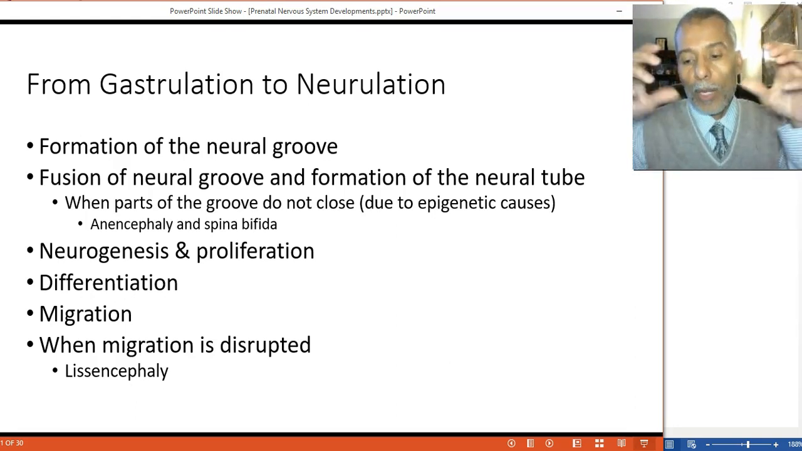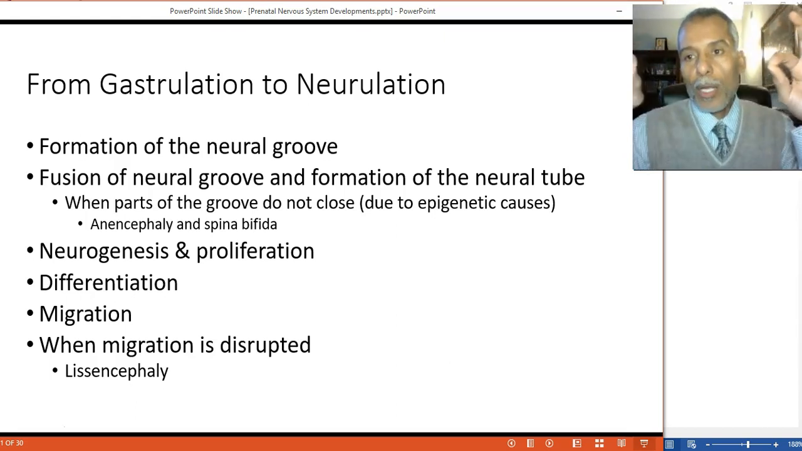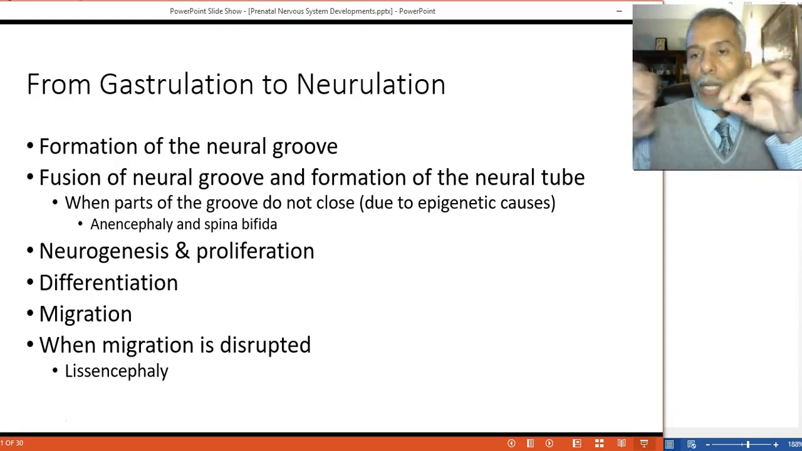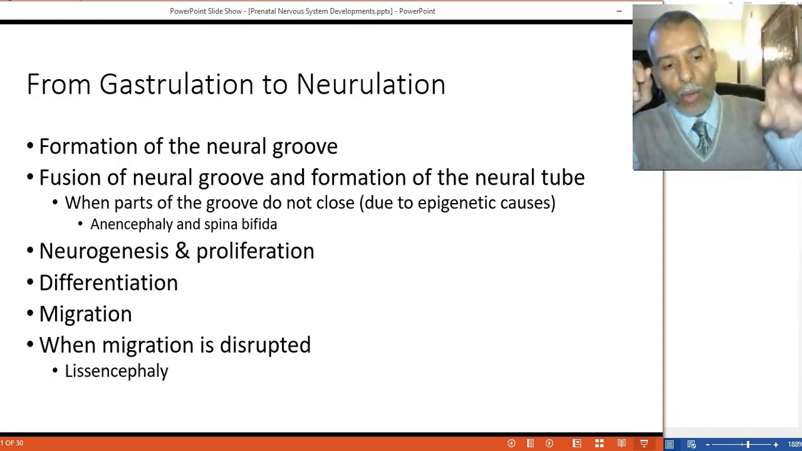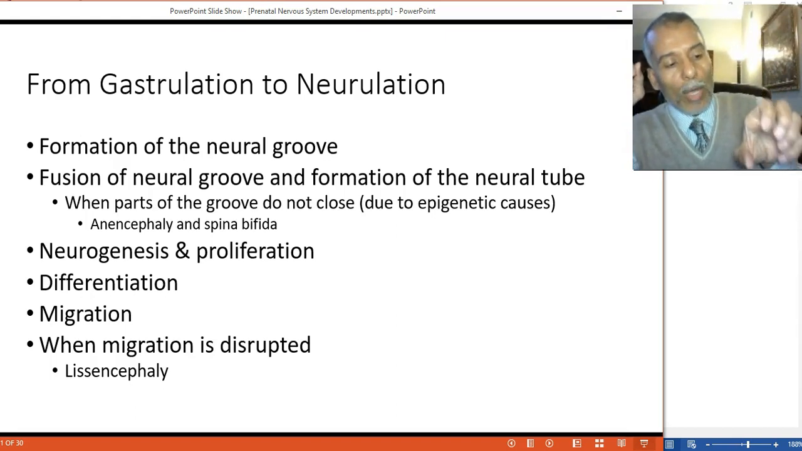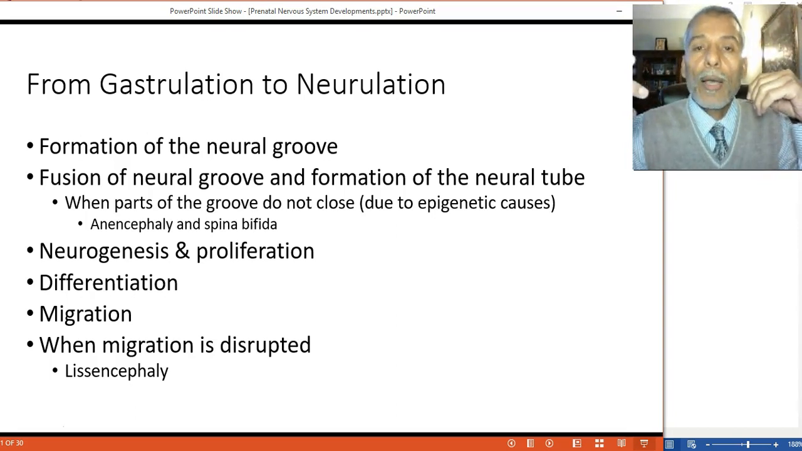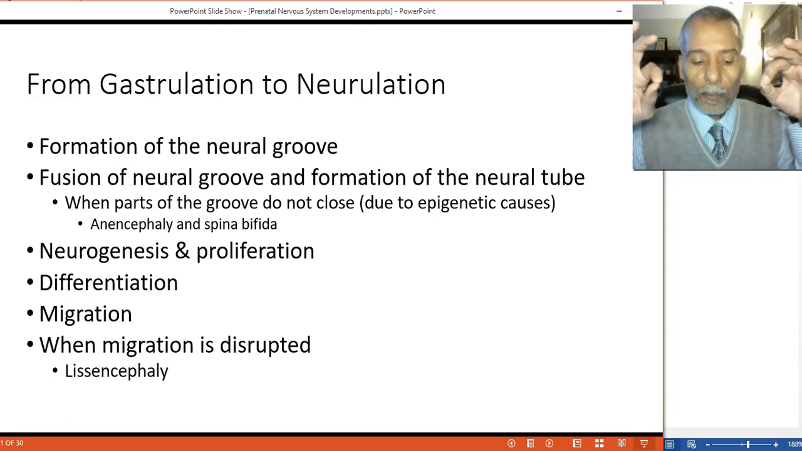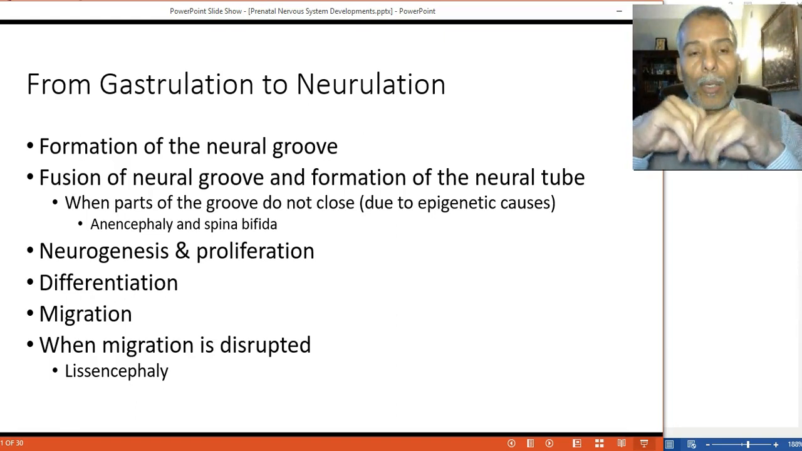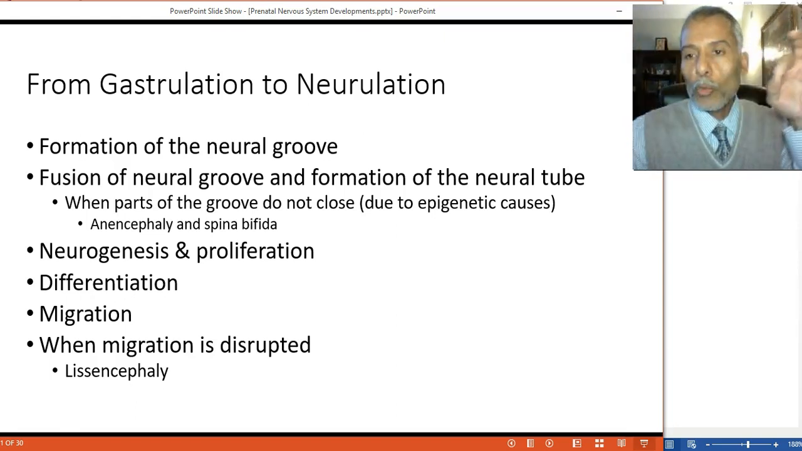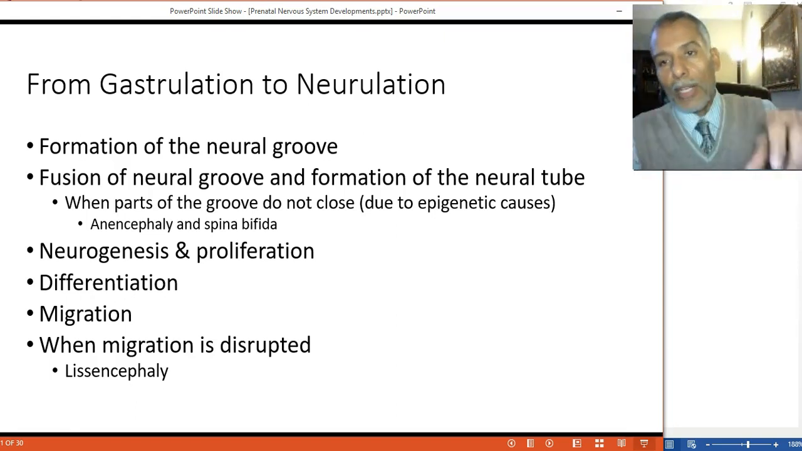Another kind of migration is using axon tracks. There are some axons that have long tracks like threads, and some of the neurons grow and are guided by these tracks. And then the neuroglia, these glial cells that form these tubes, the radial glia, guide neurons as they travel.